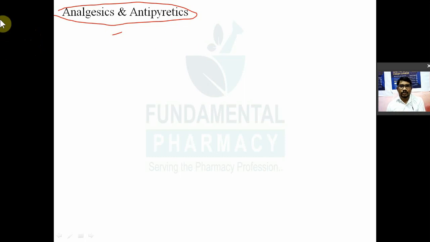So here we are going to see NSAIDs, commonly known as analgesic antipyretics or simply painkillers. Analgesic means these drugs decrease your pain. Antipyretic means these are the drugs which will decrease your increased body temperature, not normal. If your body temperature is elevated above normal, these drugs will bring down the body temperature. They are known as antipyretics.